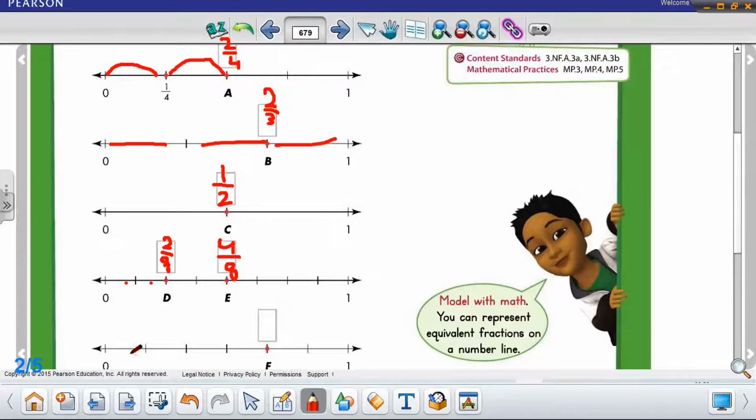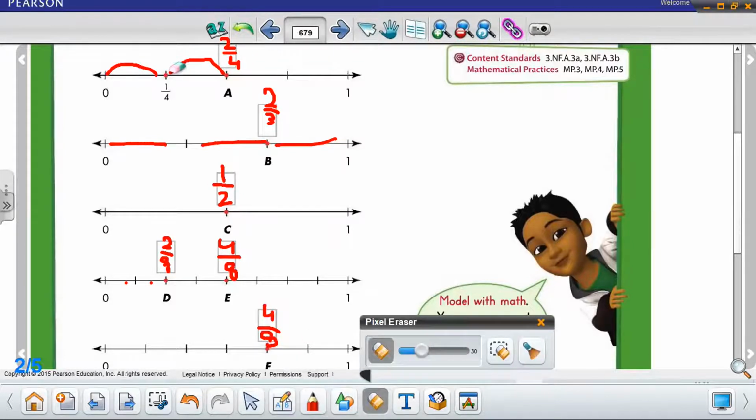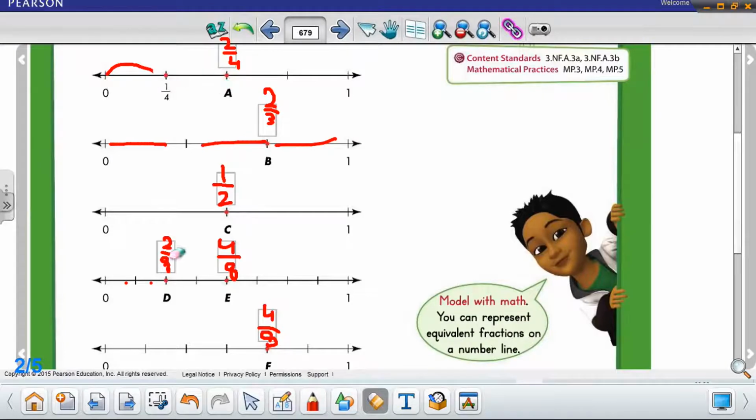The last one, how many pieces? 1, 2, 3, 4, 5, 6. So 1/6, 2/6, 3/6. So this one, 4/6. Now, which of these fractions is equivalent to the same part or the same distance as 1/4?